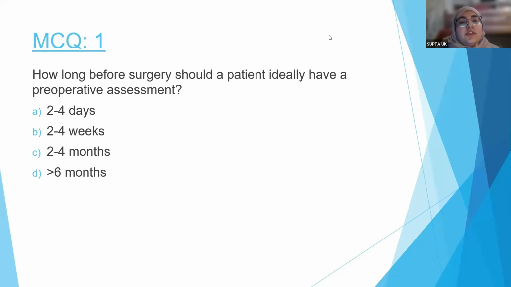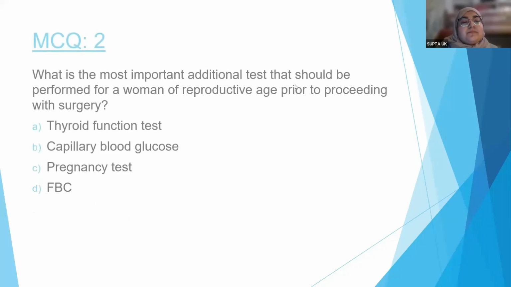Okay, so I think a lot of you have answered. The general consensus is B, and the answer is B. Yeah, 2 to 4 weeks, especially for an elective surgery. Obviously with an emergency one, you don't necessarily have time to do a 2 to 4 week preoperative assessment. So next question.